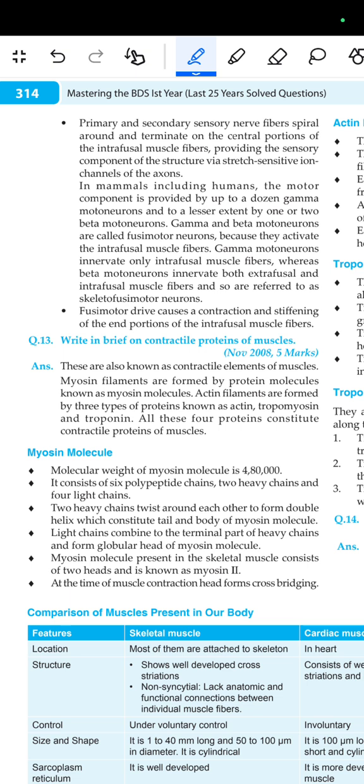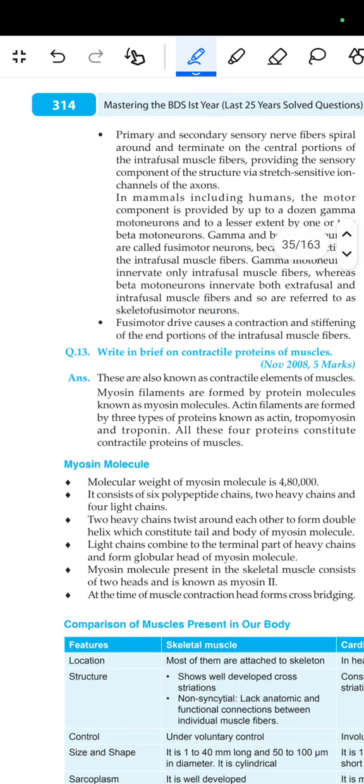fiber, providing the sensory components of the structure by the stretch-sensitive ion channels of the axon. In the mammals, including humans, the motor component is provided by the dozen gamma motor neurons and to a lesser extent by 1 or 2 beta motor neurons. Gamma and the beta motor neurons are called the fusimotor neurons because they activate the intrafusal muscle fiber. Gamma motor neurons innervate only intrafusal muscle fiber, whereas the beta motor neurons innervate both extrafusal and intrafusal muscle fiber, and so are referred to as the skeletofusimotor neurons.